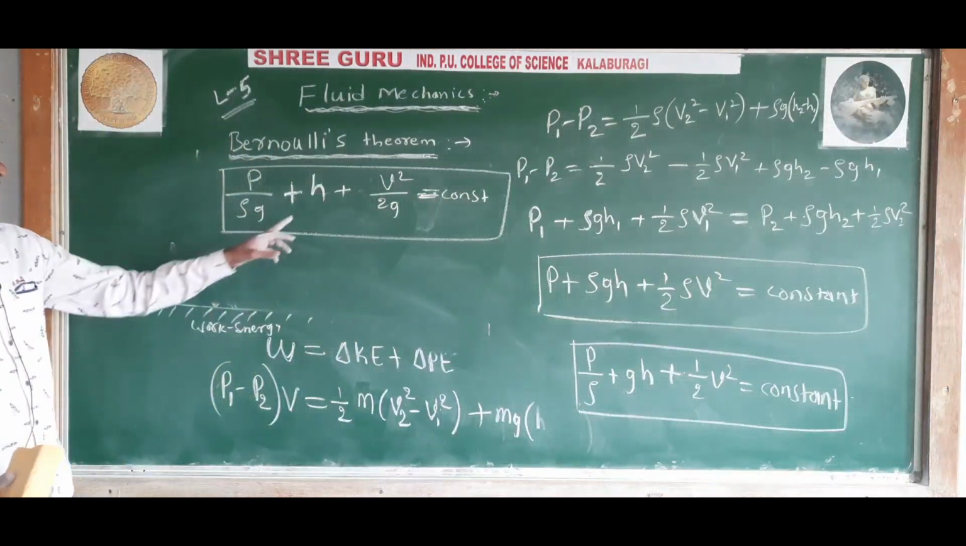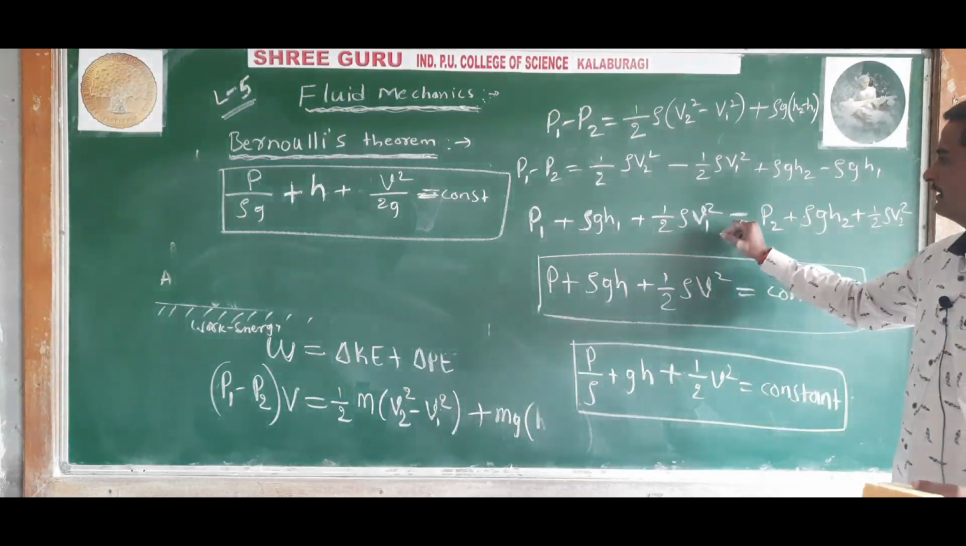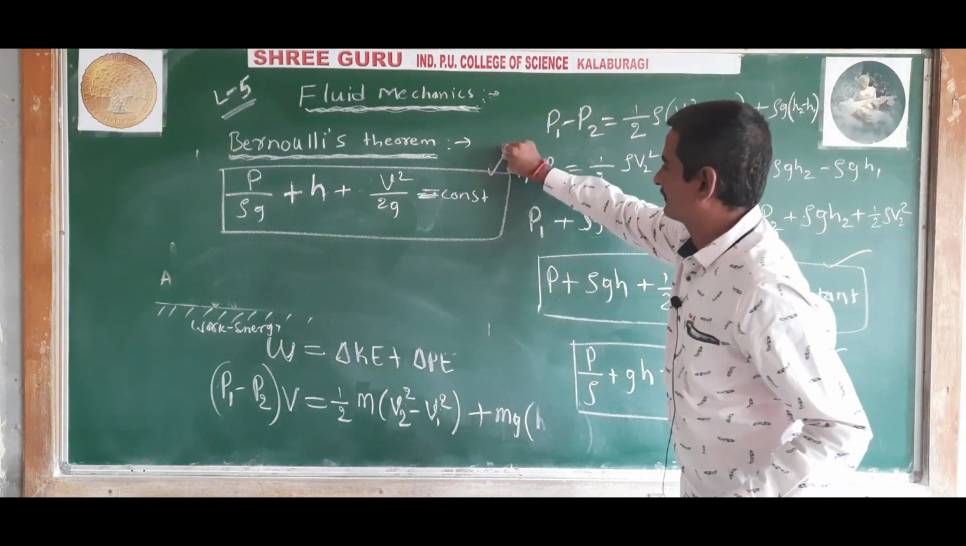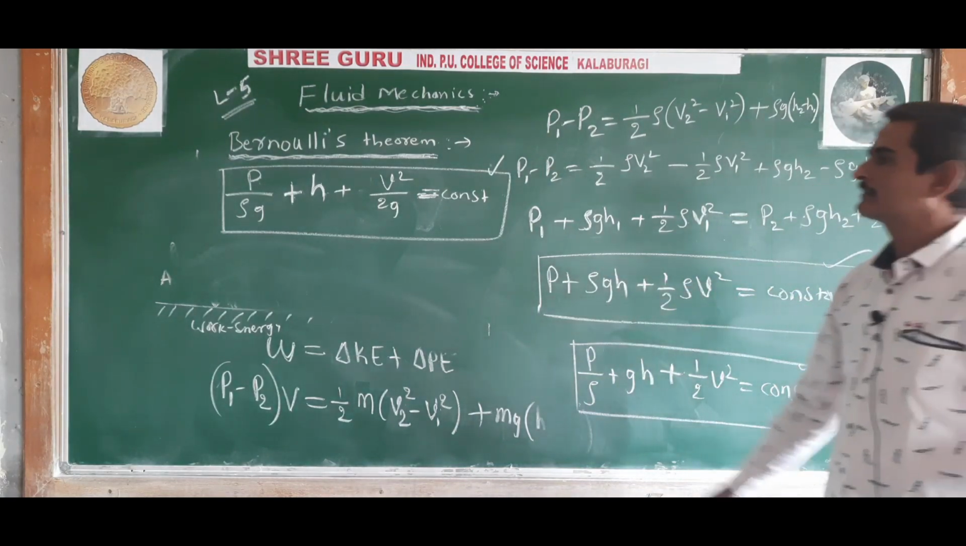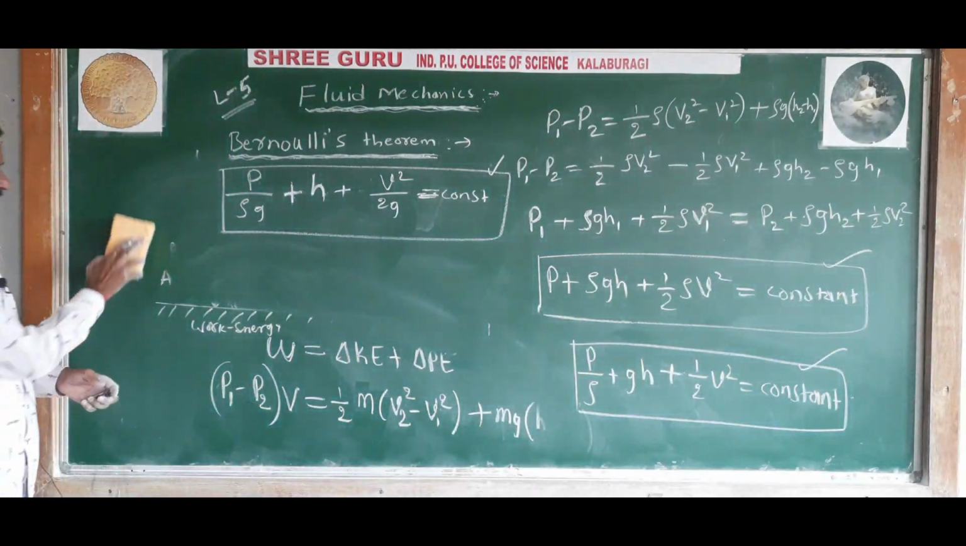So these all are called Bernoulli's equation. This is also Bernoulli's equation. This is per unit volume, this is per unit mass, and this is per unit weight, that is called head. In terms of head we will write.